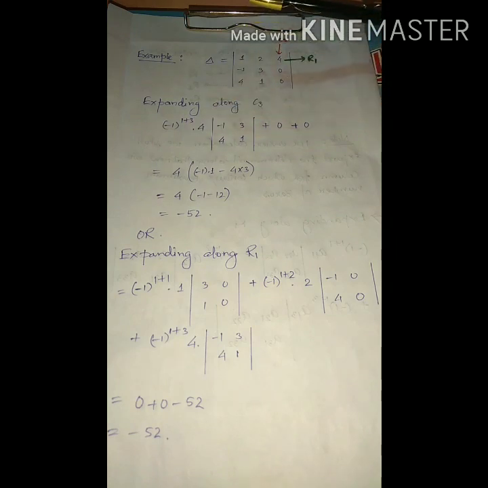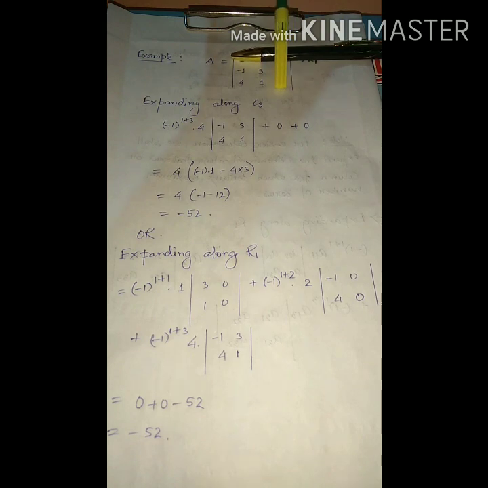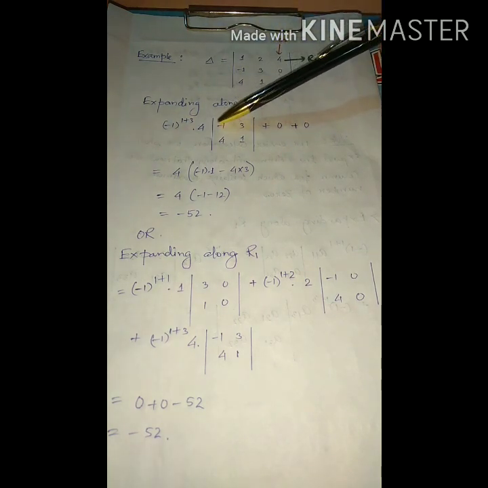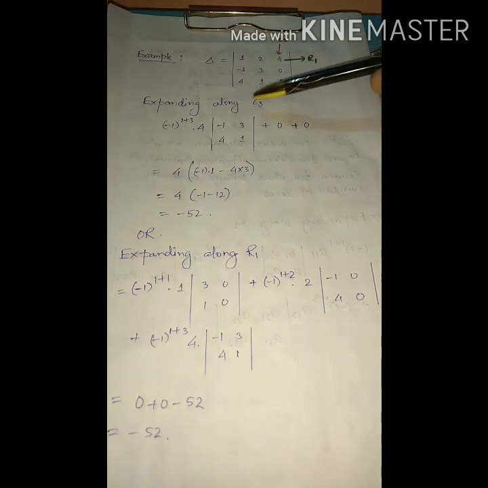After putting this element 4 here, we eliminate this first row and then this third column. Then what will remain here? Minus 1, 3, 4, 1. So we put there minus 1, 3, 4, 1. And for the other two, 0 into something, obviously you get 0. So without doing anything, we can directly write 0 here. Is it clear? That's why we choose the row or column with the maximum number of zeros. So now, expanding along C3, if you calculate this result, you get minus 52.